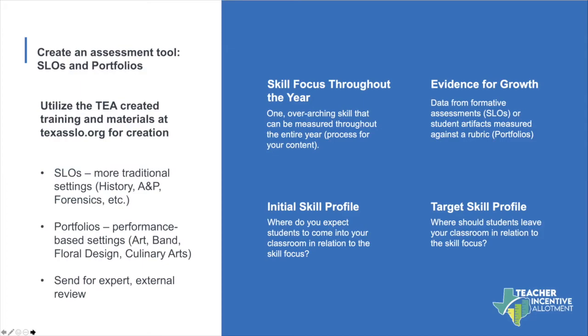So when doing either an SLO or portfolio, you're going to have the skill focus throughout the entire year, that one overarching skill that can be measured throughout, and supporting skills that help you measure growth against the main skill. In the long run, you're going to look for evidence of growth data from formative assessments or student artifacts measured against the rubric that's created. And within these, you're going to create what are called initial skill profiles and target skill profiles. Basically, you're going to identify where you expect students to be when they come into your classroom, and what those critical skills are, and where you think students need to be by the time they're leaving your classroom at the end of the year. Those are your target skills.